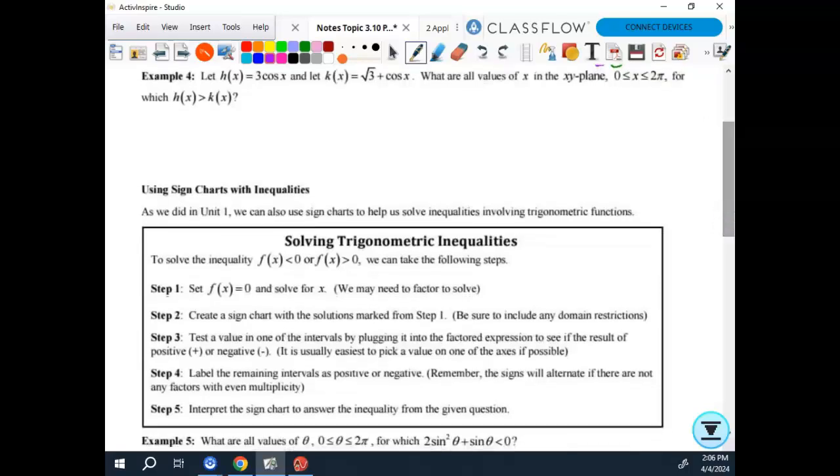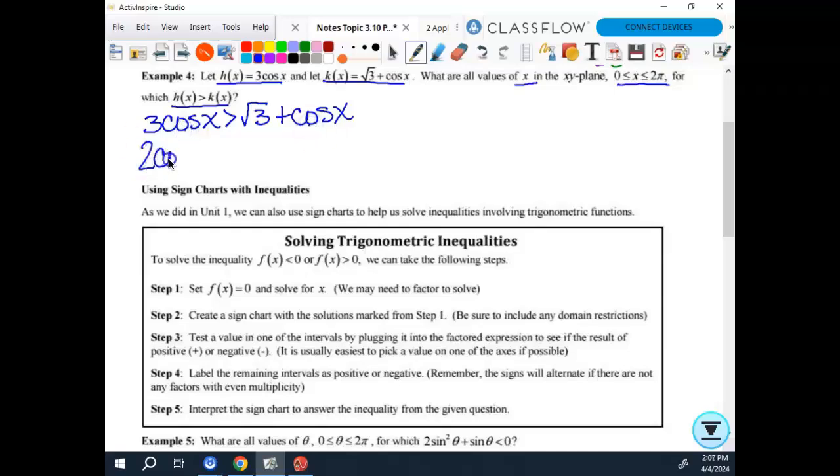So let's look at this next one. Things are going to work out a little bit different here. So I've got h of x, k of x, all the values of x. Here's my domain restriction. And I want h of x to be greater than k of x. So 3 cosine x is greater than the square root of 3 plus cosine x. Yes? Okay, so I have 3 cosines here, 1 here, so I'm going to subtract this one over and get 2 cosine x is greater than the square root of 3, which means that cosine x is greater than square root of 3 over 2. Okay? All right, I'm going to start with my quadrantals for cosine. This is 1, 0, negative 1, 0.